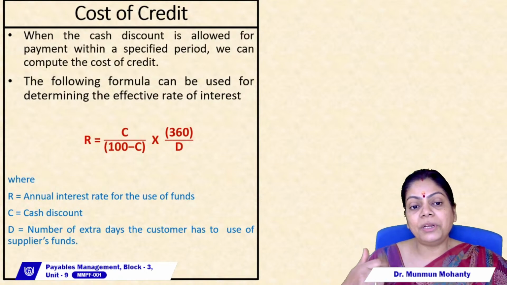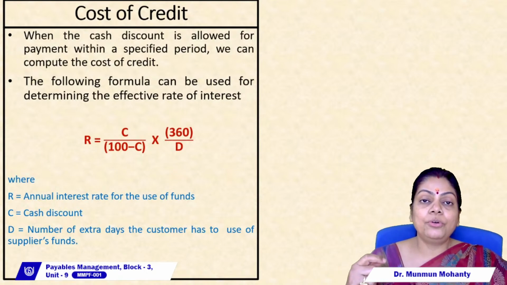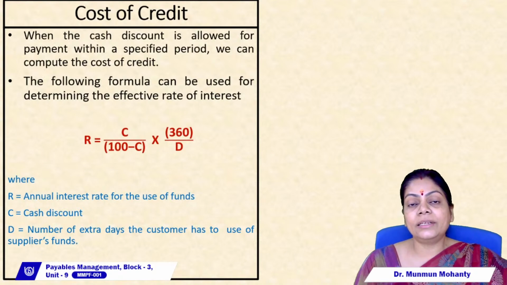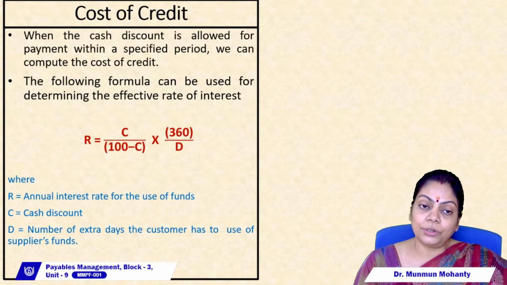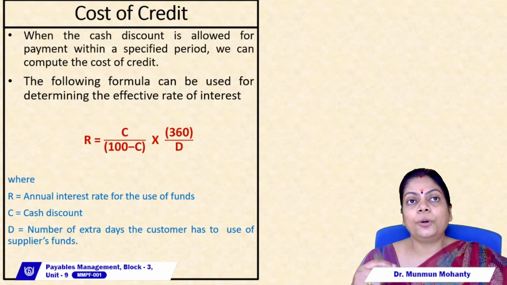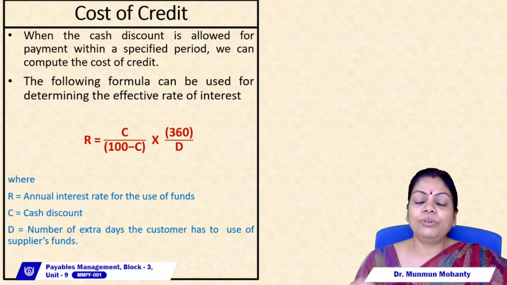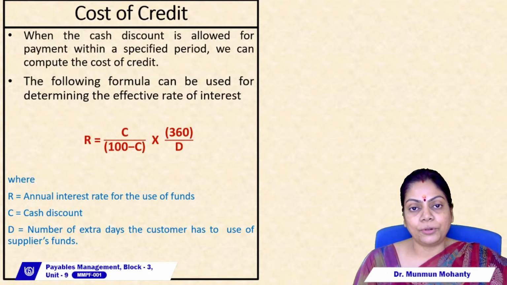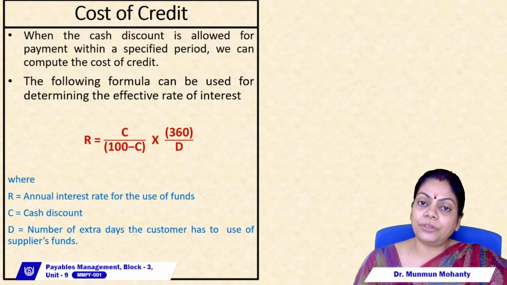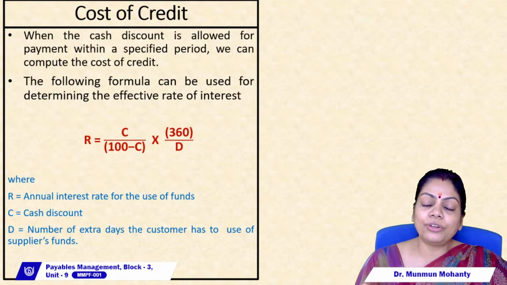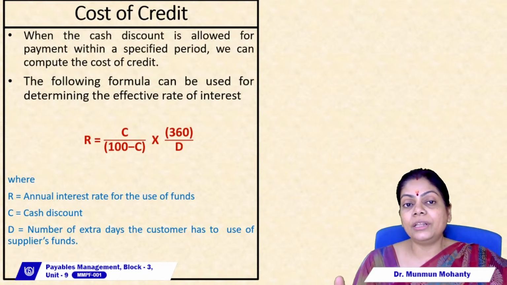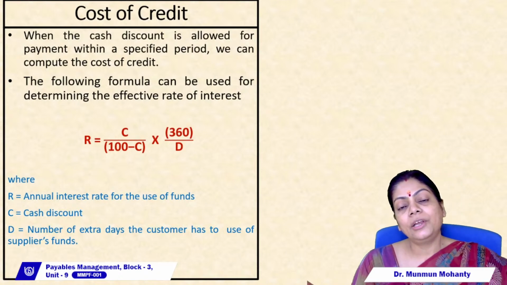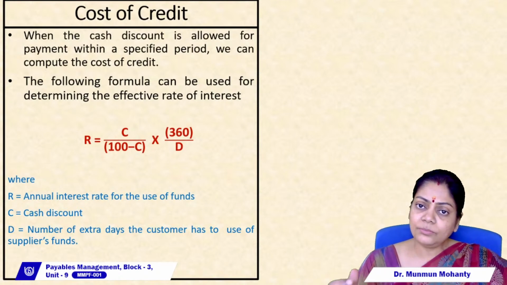Now the point is, what is the meaning of 2 by 10 net 30? If you pay within 10 days, you get a 2% discount, 2% of the bill value. Otherwise, you pay the full amount. You avail the regular credit period of 30 days. I mean, basically, it's not 30 days anymore. From 11 through 30 days, that is another 20 days, if you want to avail, you have to pay the full price, the full bill value.